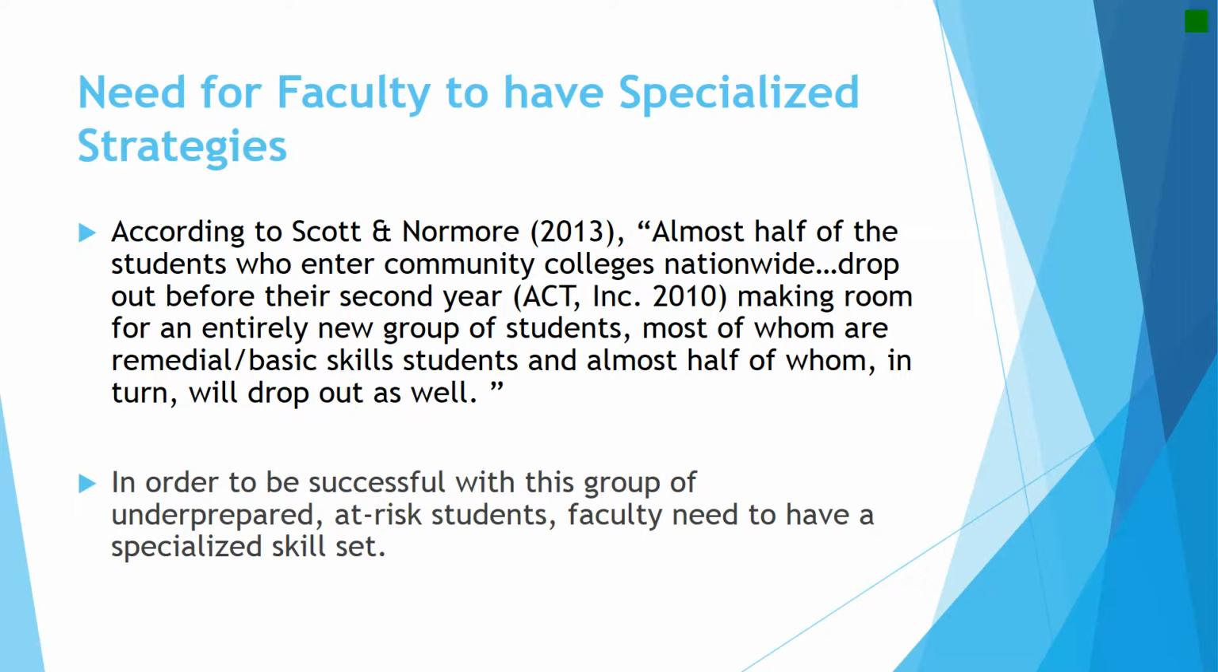According to Scott and Normore, almost half of the students who enter community colleges nationwide drop out before their second year, making room for an entirely new group of students, most of whom are remedial or basic skills students, and almost half of whom, in turn, will drop out as well. In order to be successful with this group of underprepared, at-risk students, faculty need to have a specialized skill set.